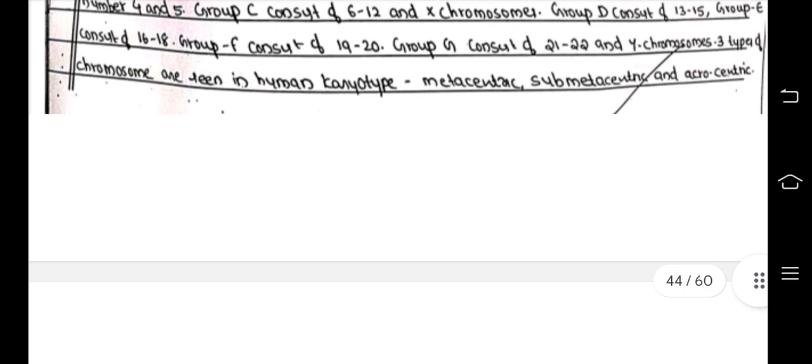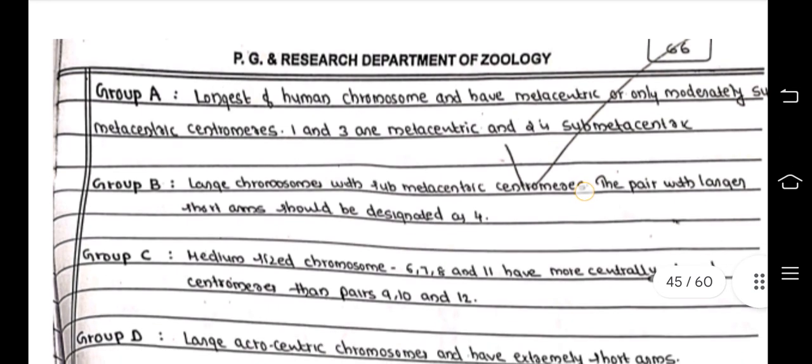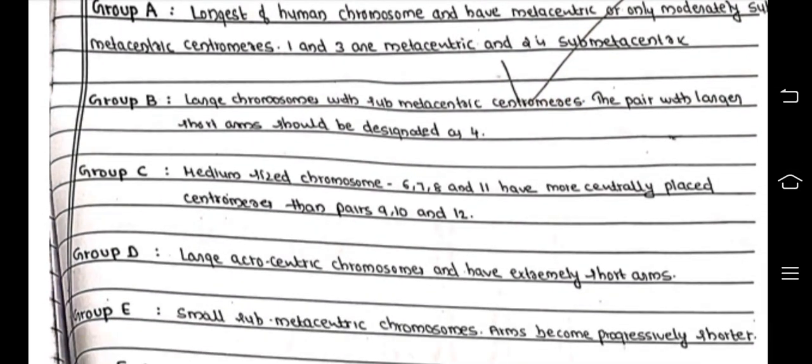Group A: the longest human chromosomes, with metacentric and moderately submetacentric centromeres. 1 and 3 are metacentric and 2 is submetacentric. Group B: large chromosomes with submetacentric centromeres. The pair with larger short arms should be designated as 4. Group C: medium-sized chromosomes. 6, 7, 8 and 11 have more centrally placed centromeres than pairs 9, 10 and 12.